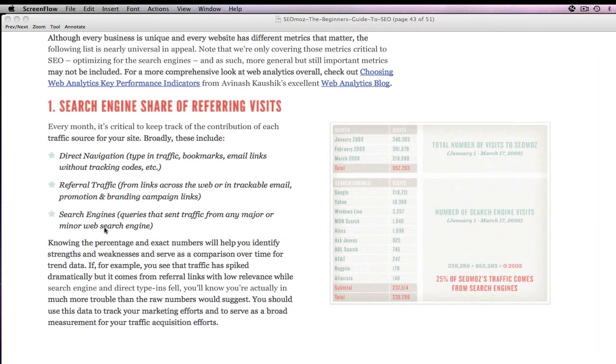So you want to know what percentage of your total visits are coming from the search engines, what percentage are coming from referral traffic, what percentage from direct navigation. That's basically what you want to find out. And that's going to help you identify strengths and weaknesses. And over time, it'll help you set up a comparison so you can set up trend data and see where your traffic is coming from.